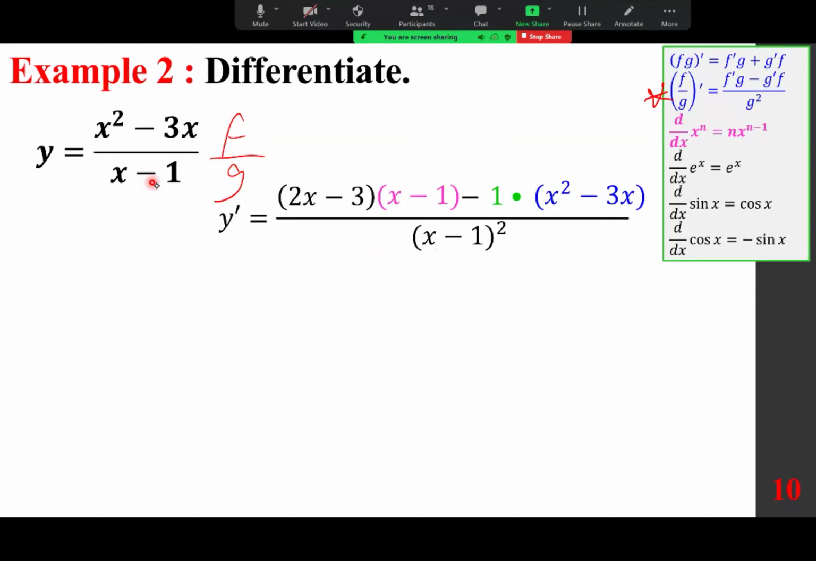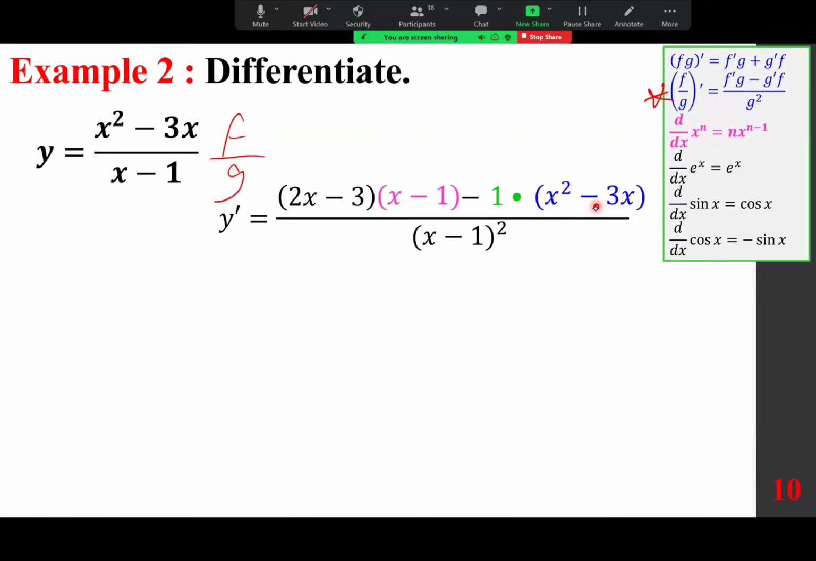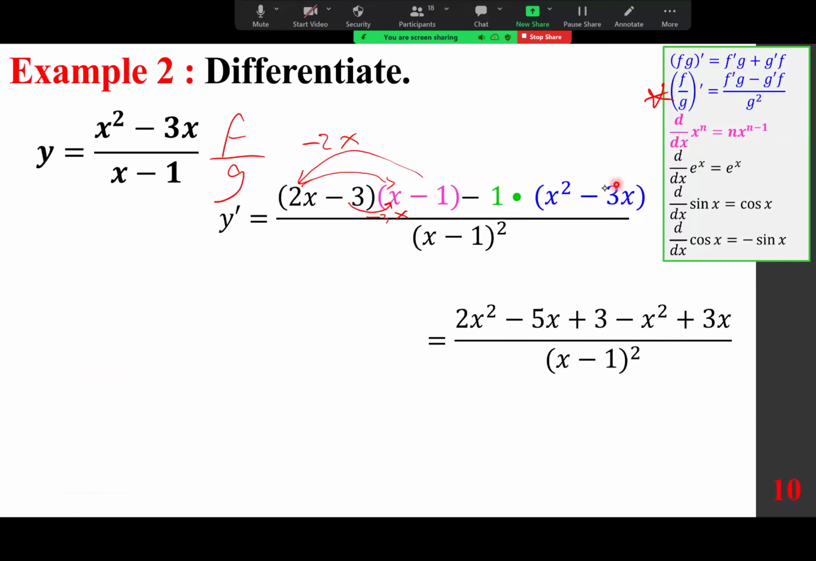We are going to simplify by distributing here or foiling and distributing here. So what I want to quickly show you, the foiling, you should be able to do this fast. So this is obviously 2x squared. When you multiply this 2, you get negative 3x, and this 2, you get negative 2x. They add up to negative 5x. And then plus 3 minus x squared plus 3x. So that shouldn't be a big deal.